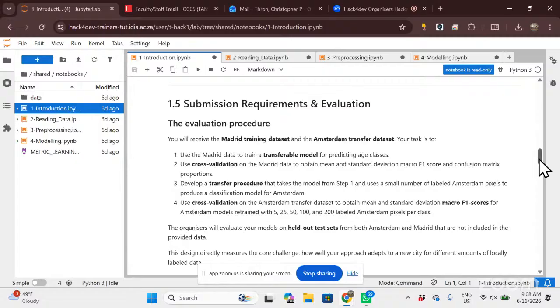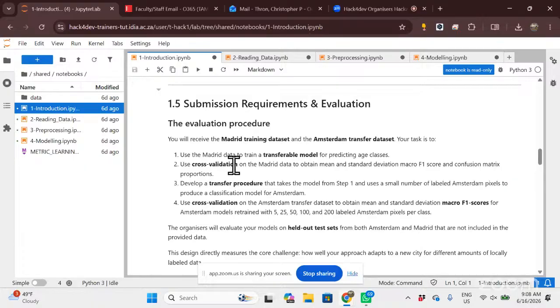Okay. So the submission requirements. You will receive Madrid training and Amsterdam transfer. And I emphasized yesterday that you will use only the Madrid data for training. And the Amsterdam data is more for validation and to see how well your created model works. So use Madrid data to create a transferable model.